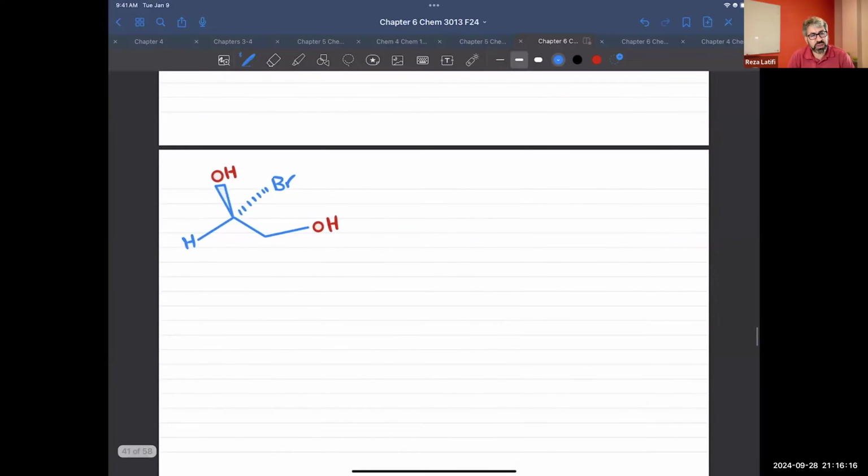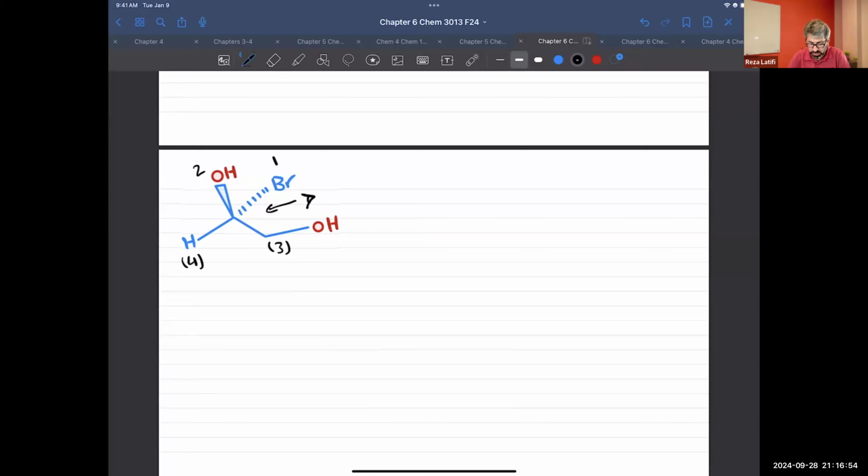Okay, next example. We have hydrogen that is inside the plane. How do you get the configuration for it? One way is to look at the molecule from this direction, so then hydrogen will be far from you. If you assign the priority, this one will be number 1 because bromine has the highest atomic number. Then OH, and the third one will be the carbon attached to oxygen, or OH. This carbon will be number 3, and hydrogen will be number 4.